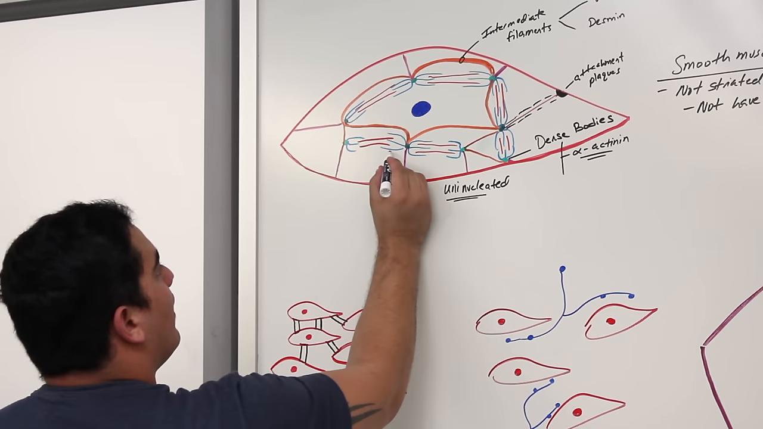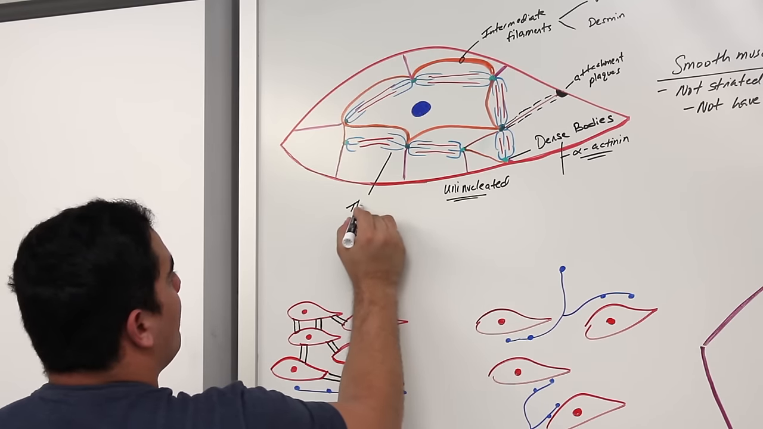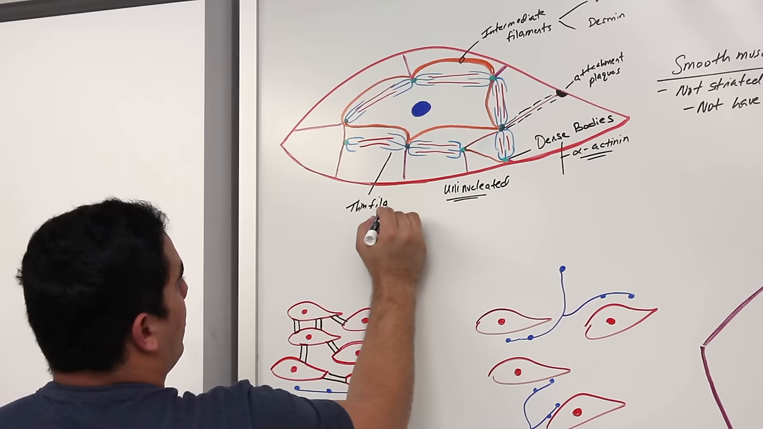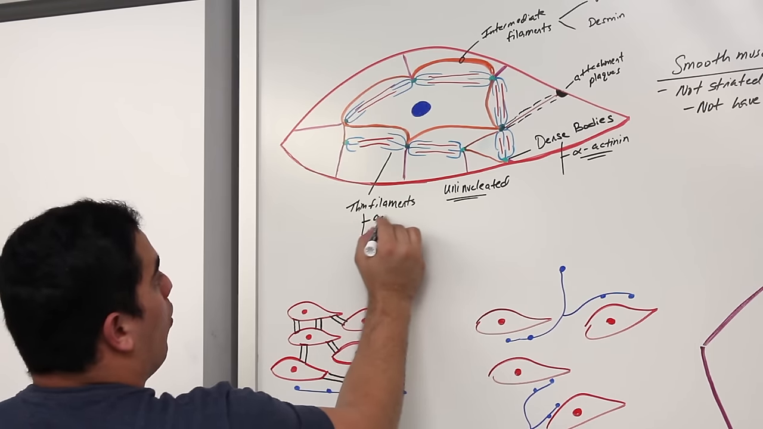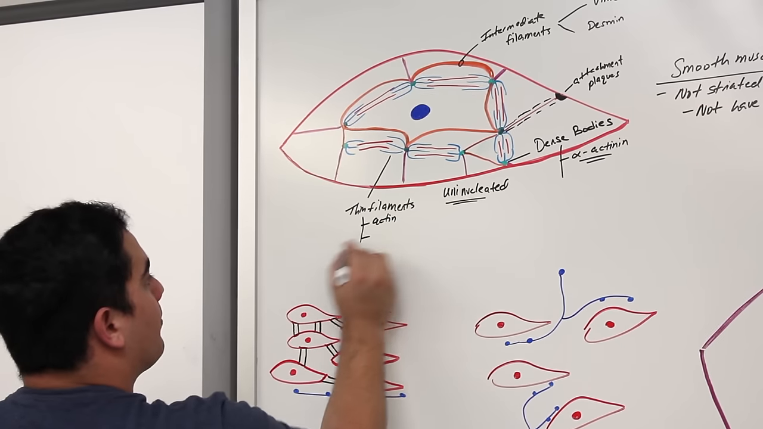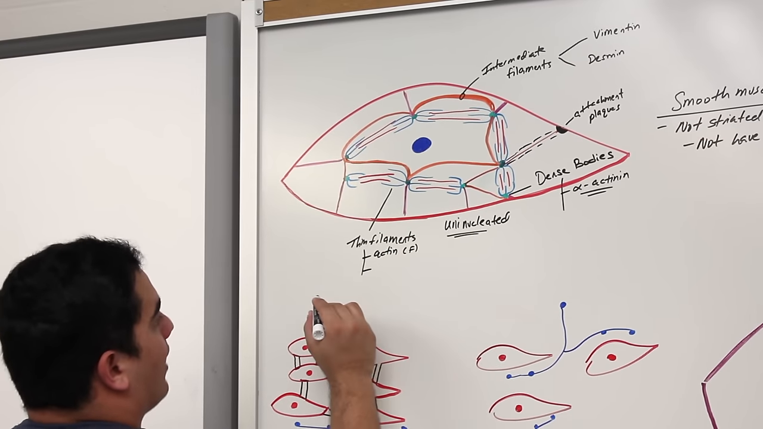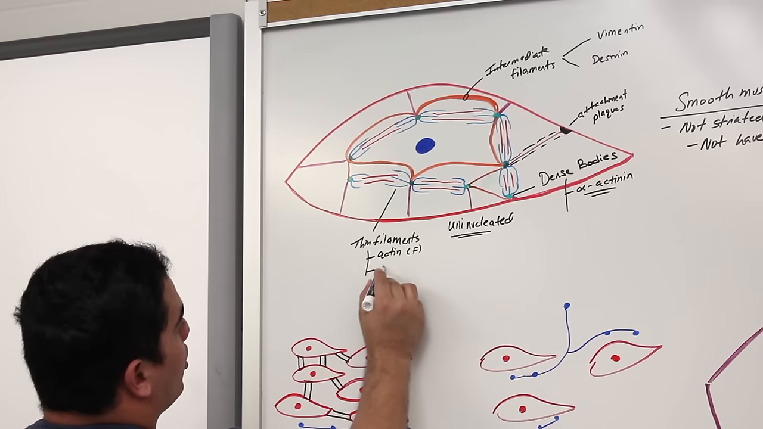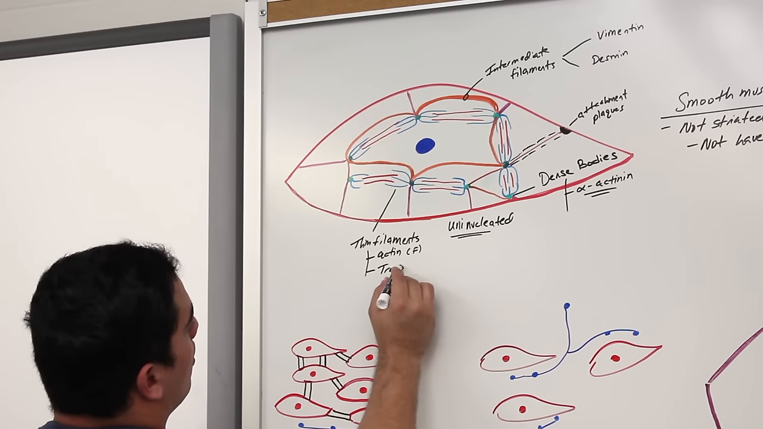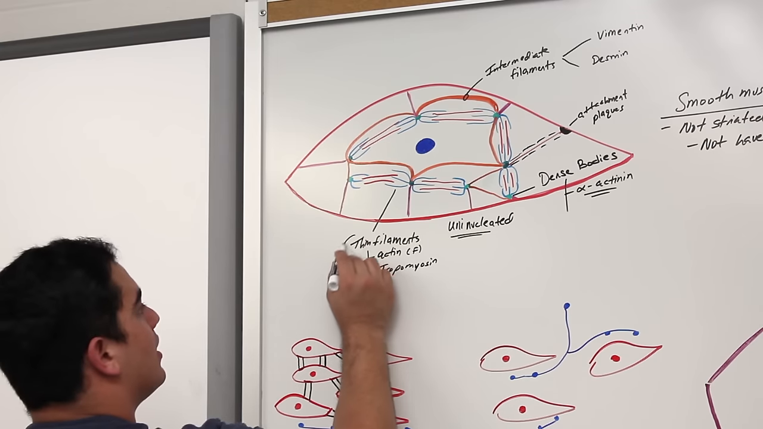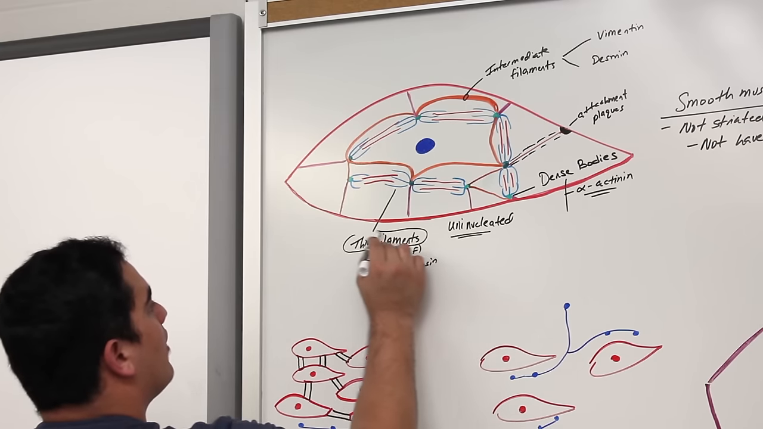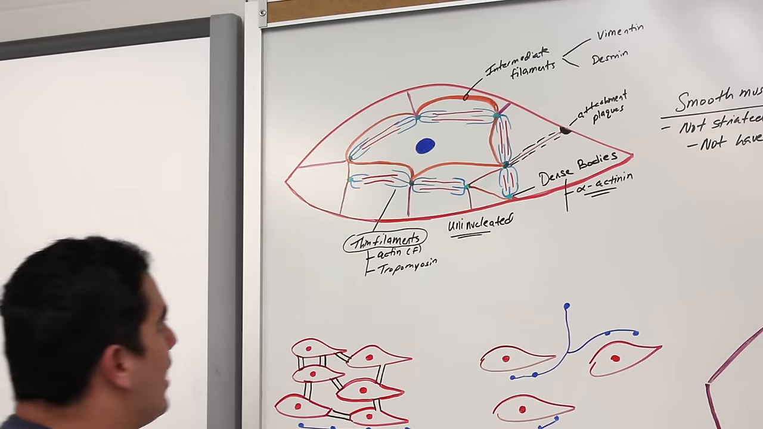These baby blue filaments are actually called your thin filaments, and they're made up of two proteins. One is going to be actin, primarily F-actin. And the other one is tropomyosin. Okay, so the thin filaments consist of a protein called actin and tropomyosin.